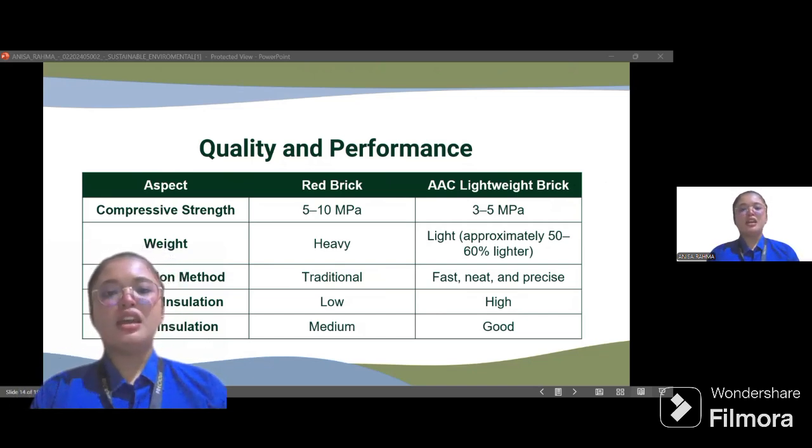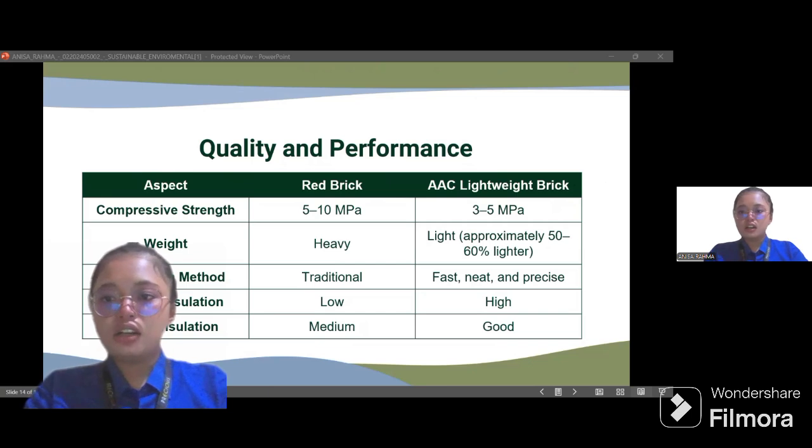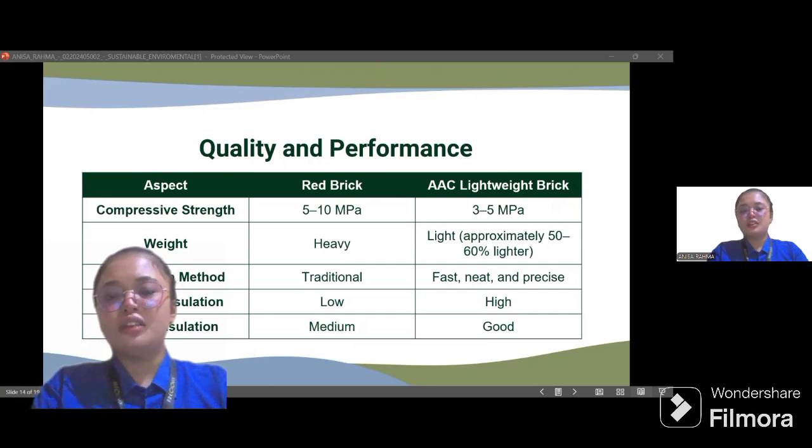The next is AAC bricks. The key advantage of AAC bricks is that they are 50 to 60% lighter than red bricks. This makes transportation and installation easier and reduces the structural load on the building.